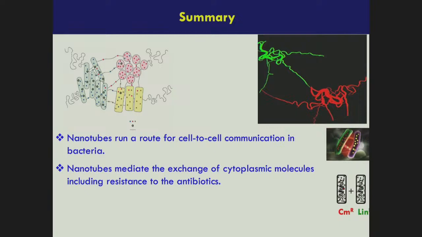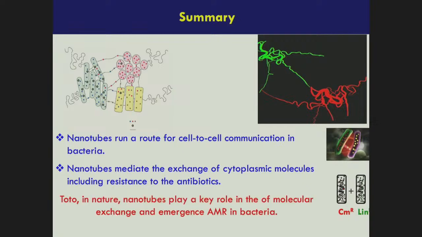So in summary, nanotubes provide a route for cell-to-cell communication. Nanotubes mediate exchange of cytoplasmic molecules. We later found this can also mediate exchange of membranous molecules, but we did not publish that, including resistance to antibiotics when they live together. So nanotubes play a role in molecular exchange and the emergence of antimicrobial resistance, AMR, in bacteria.